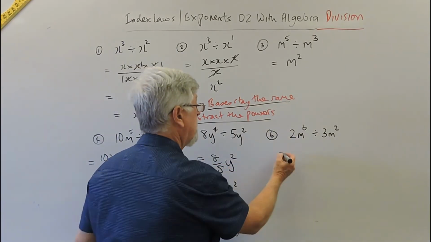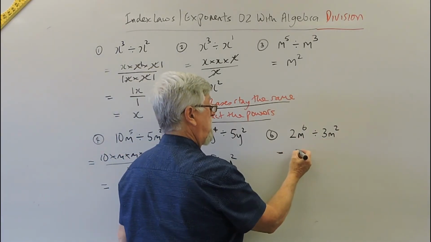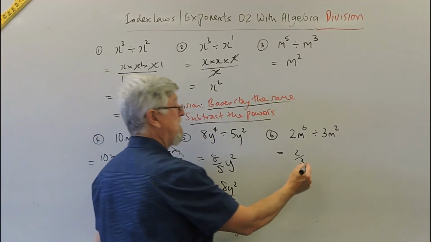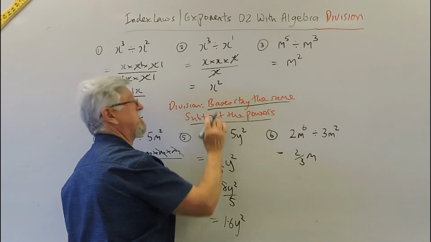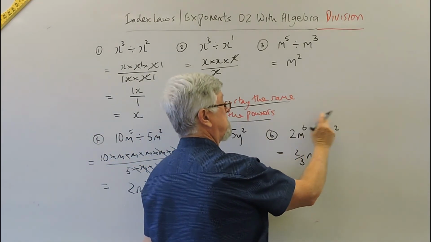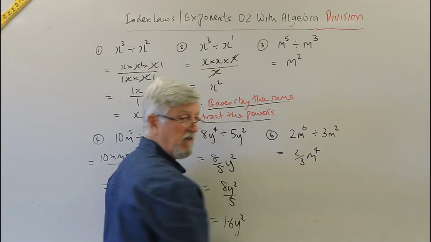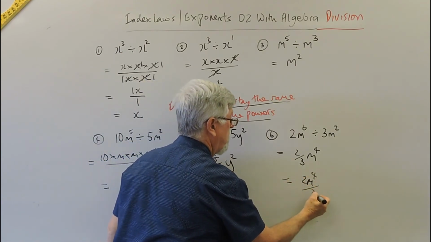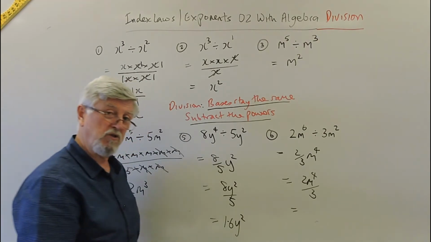So if you see people write it as a decimal, it's just the same as changing it from a fraction. Last one over here. The 2 divided by 3 is just 2/3. Normal everyday fraction, you've got 2/3. The m stays the same, the bases stay the same. Subtract the powers, 6 take 2 is 4. And there's the answer to the question. Of course you could change that to 2m to the 4 on 3.